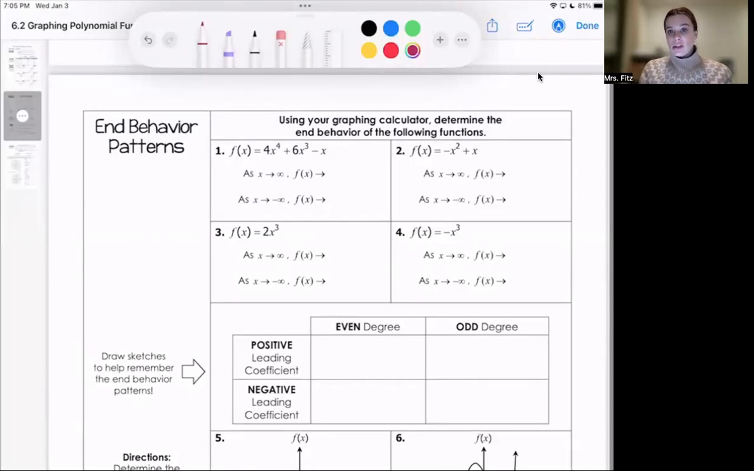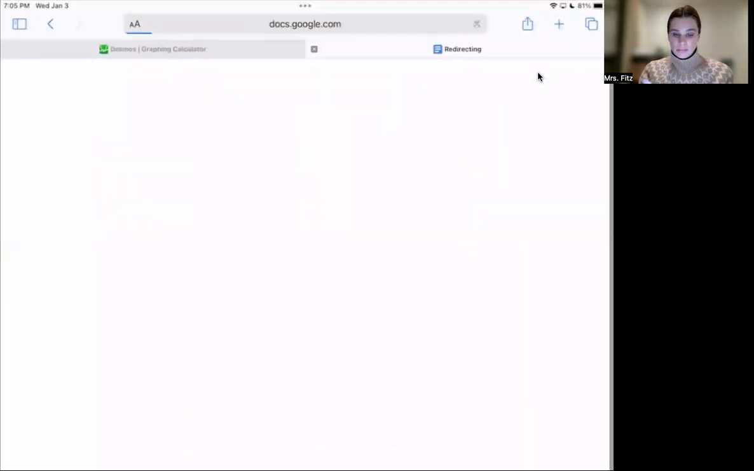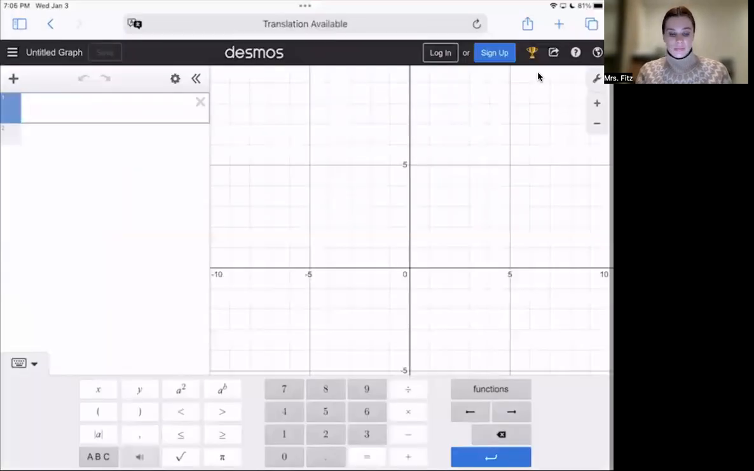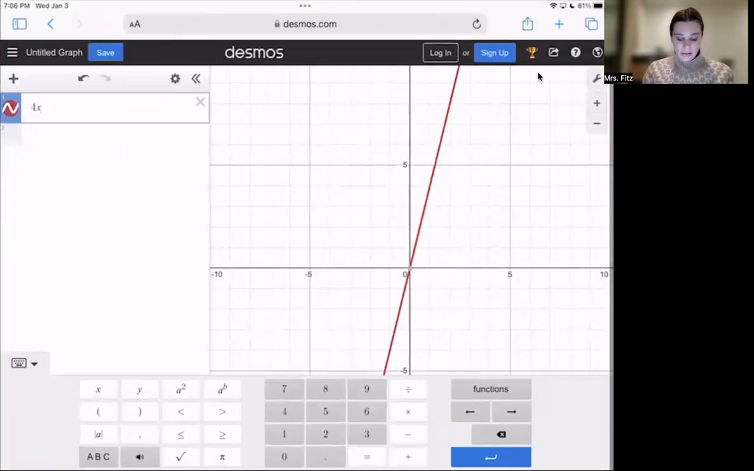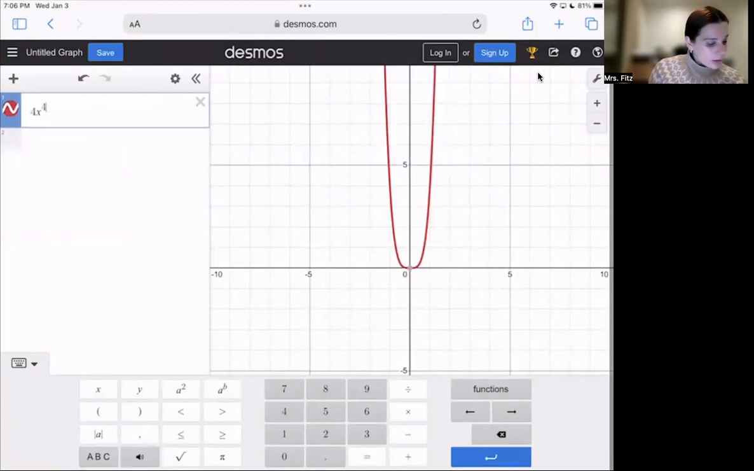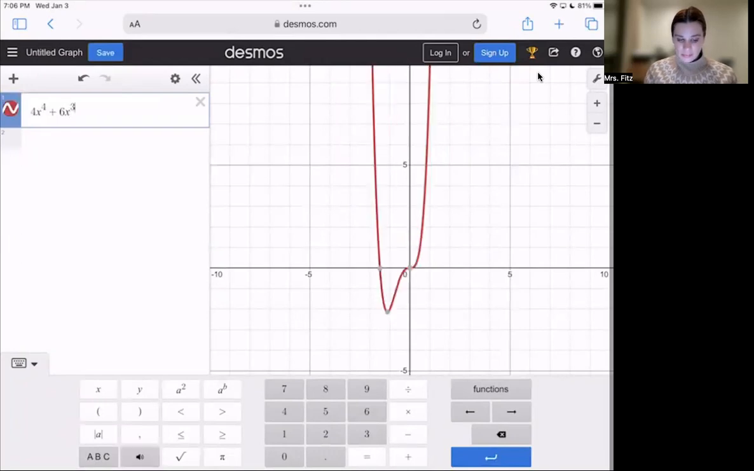So what I'm going to have you guys do at this point, go ahead and take your Chromebooks out. We're going to go to Desmos. And we're going to go ahead and type in that polynomial. So let's see, the first one is 4x to the fourth plus 6x cubed minus x.